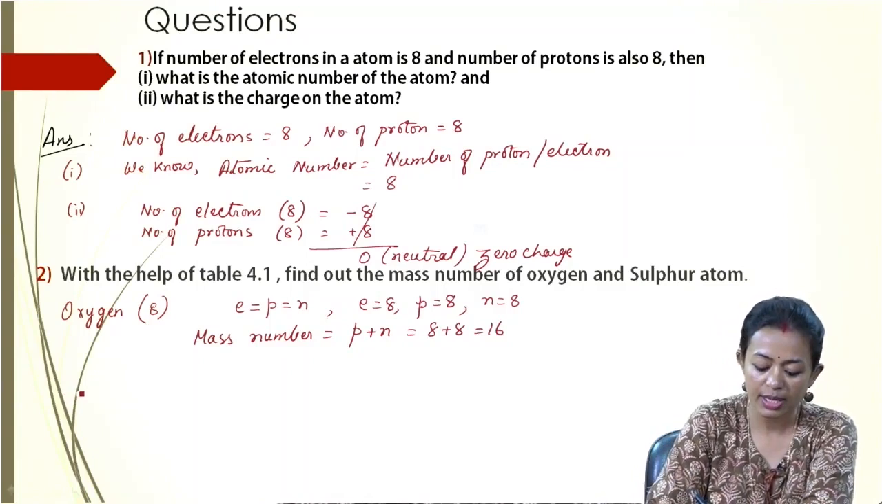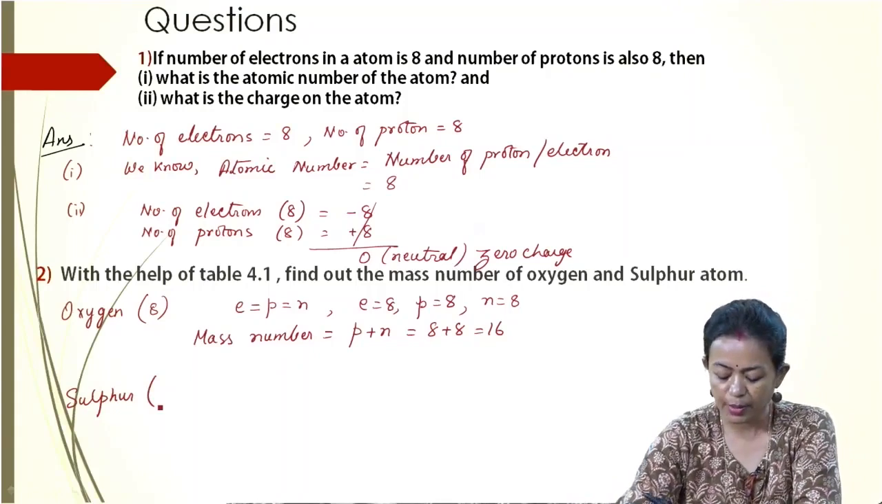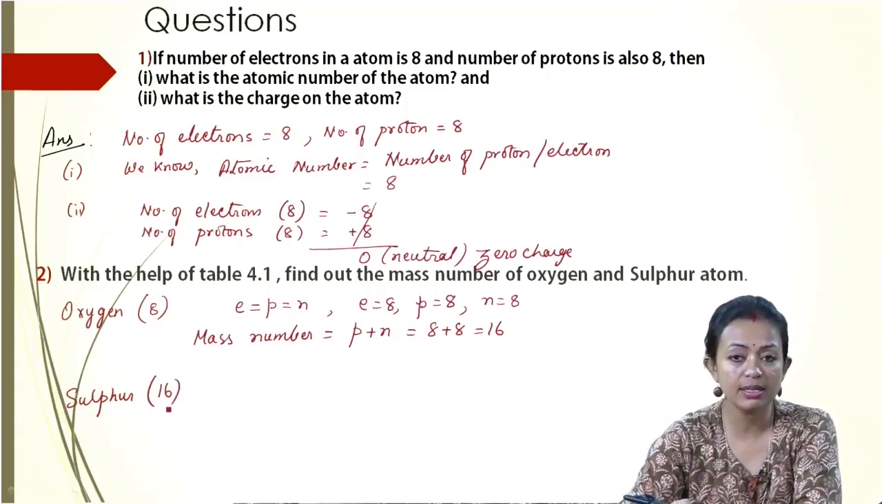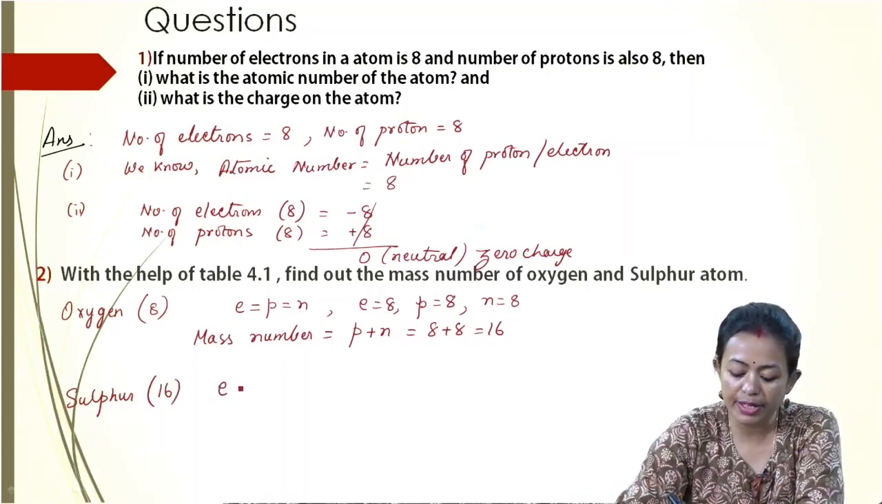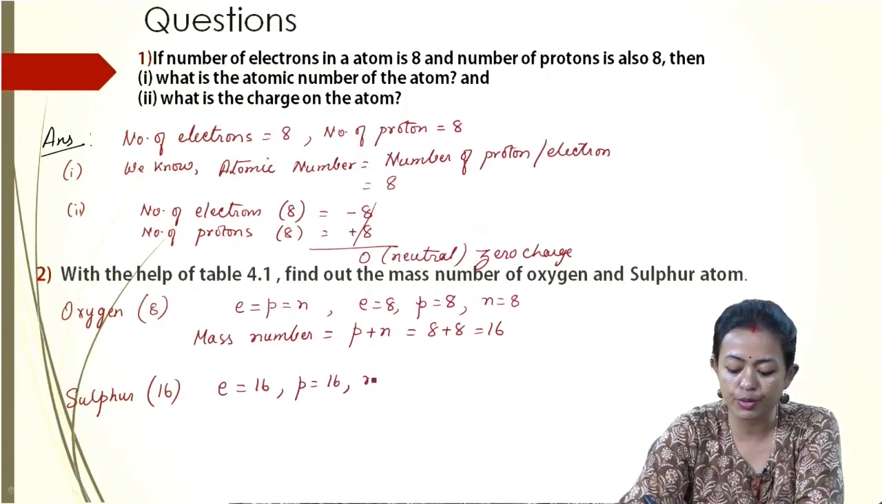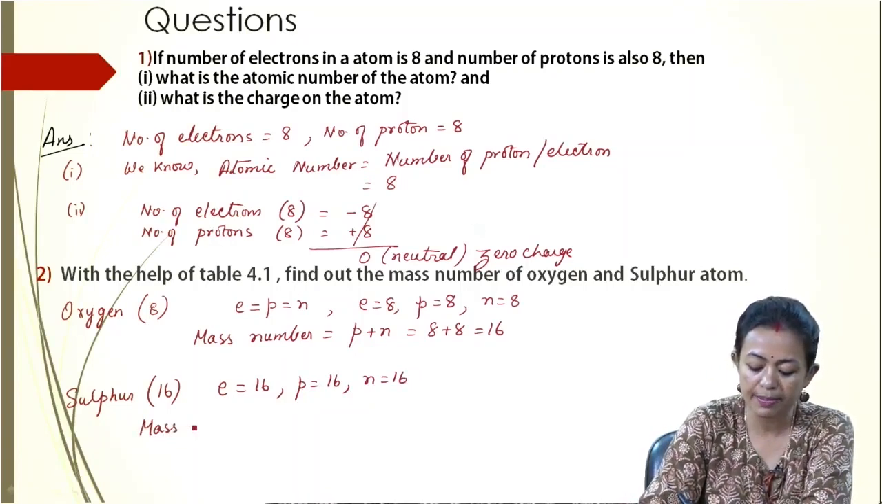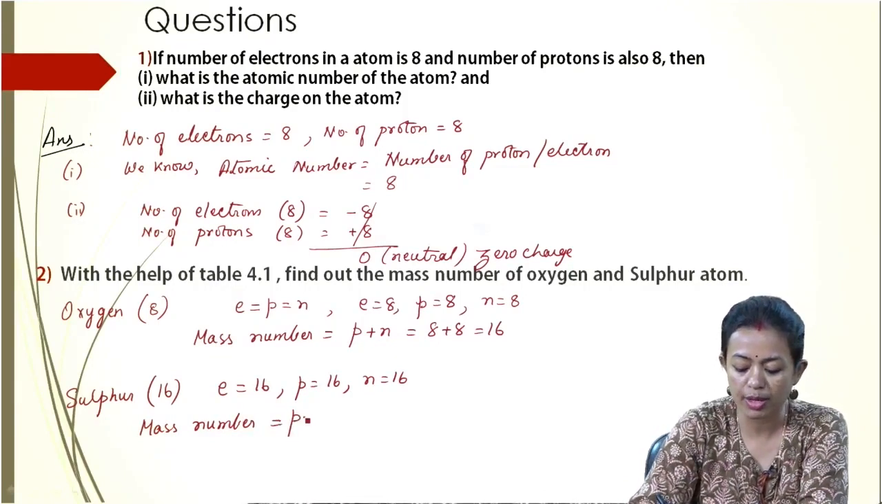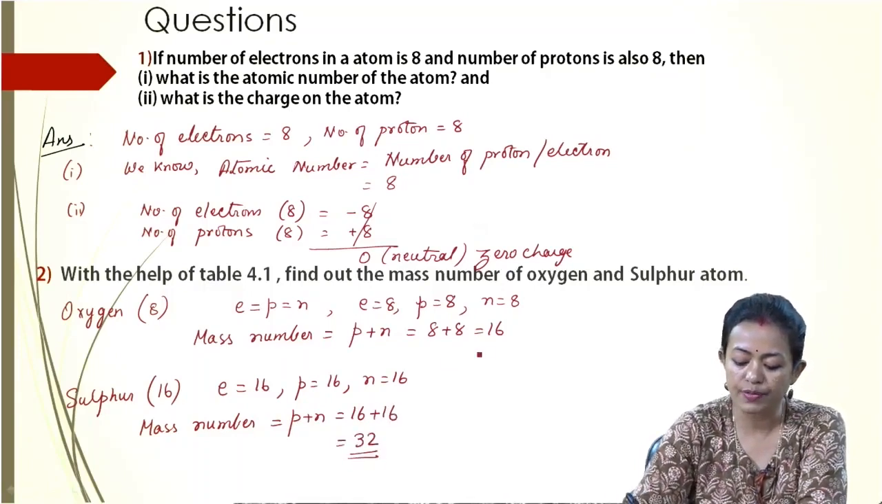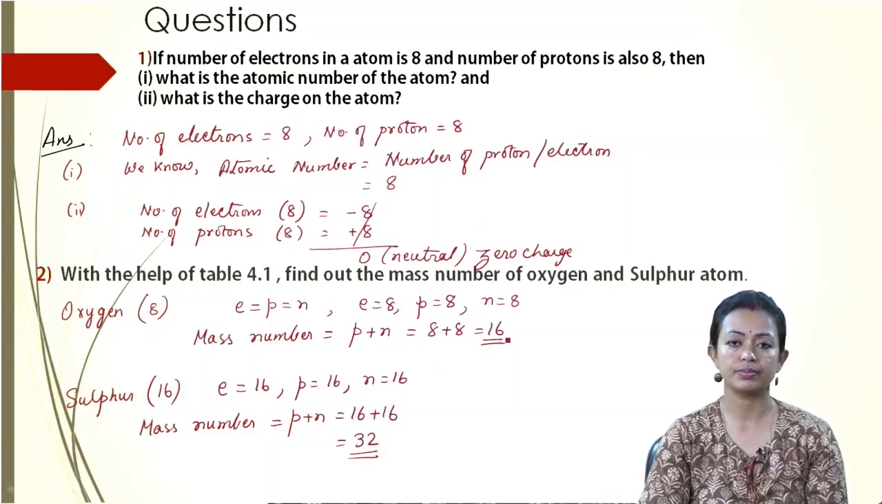The next one is sulfur. Now in case of sulfur, the number of electrons is 16, the number of protons is 16 and the number of neutrons is also 16. So what will be the mass number? The mass number is going to be protons plus neutrons, which is equal to 16 plus 16, that is 32. So the mass number of sulfur is going to be 32.